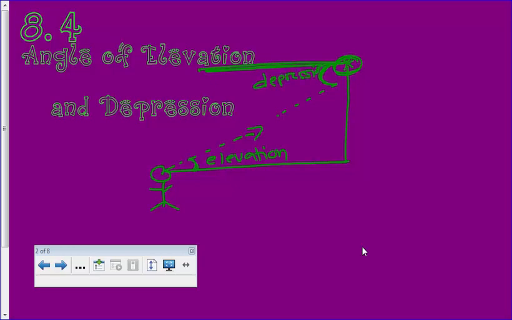Now notice that my horizon is parallel to my ground, or my line of sight. So that would make my angle of elevation and my angle of depression congruent. They're alternate interior angles. So really they're the same thing, but do you see that I just created myself a triangle? And this is a right triangle. So almost always I'm going to identify the angle they're asking about and then use the angle of elevation that's in the triangle. All right, so let's look at a couple of examples.